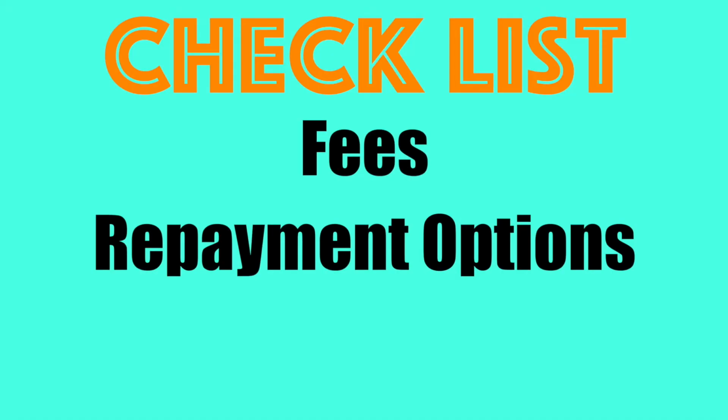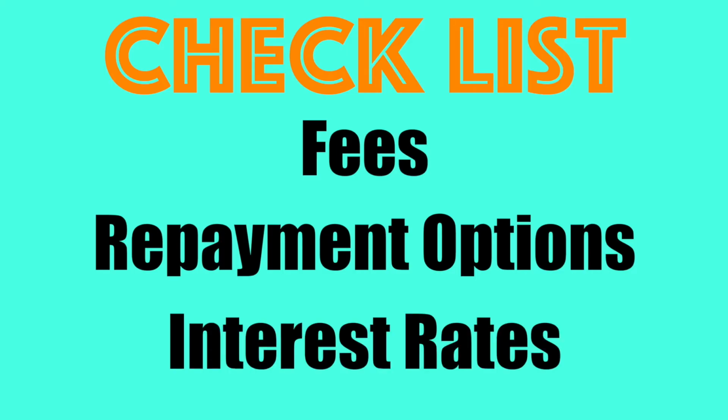And so whenever you're taking out your loans, that's one of the things that you want to look into: what are the fees that are associated with it, what are the repayment options, and also what the interest rates are going to be. Are they variable? Are they fixed? Those are some key distinctions that you need to make whenever you're going into pulling out money for your student loans.